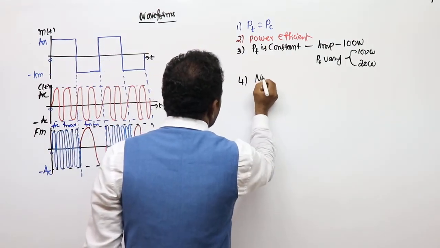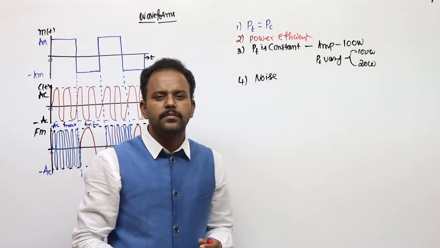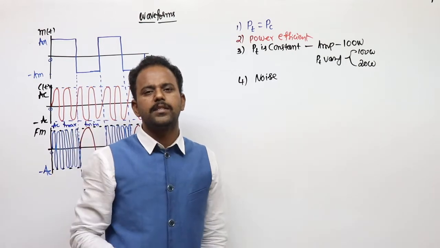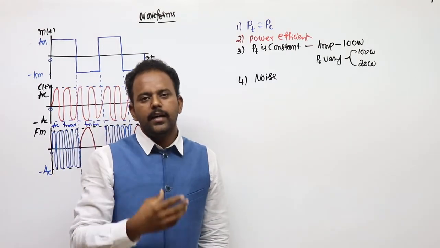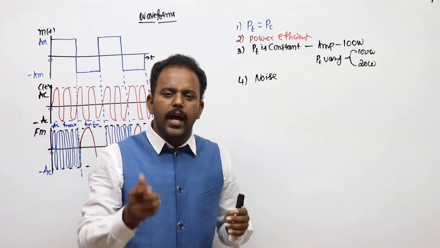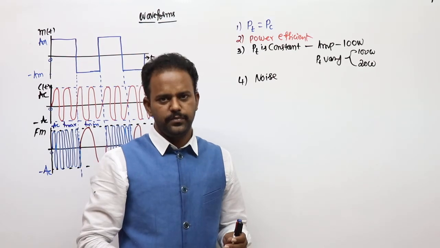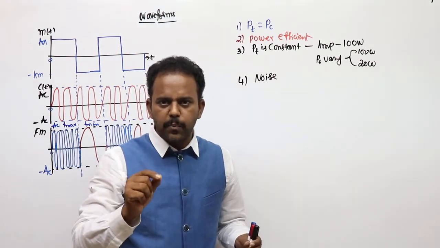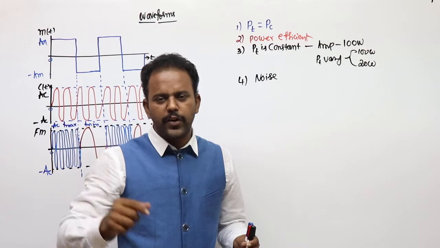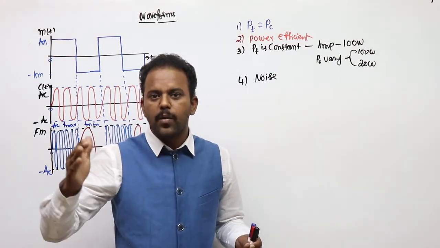Coming to the fourth point, about noise. What is noise, sir? All unwanted things will be noise. Here, a general point first: generally, noise will affect the amplitude more when compared to frequency. So generally, AM signals are more affected by noise when compared to FM.